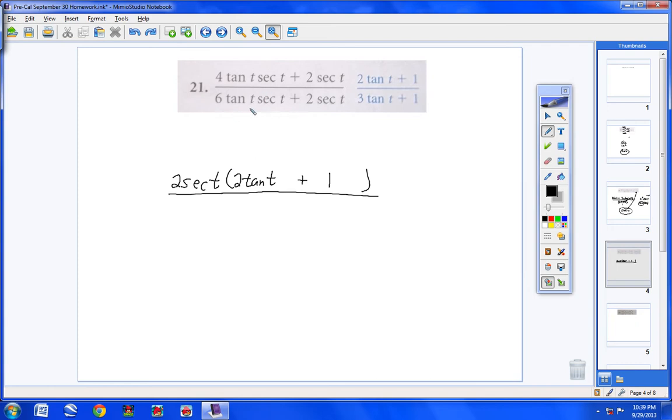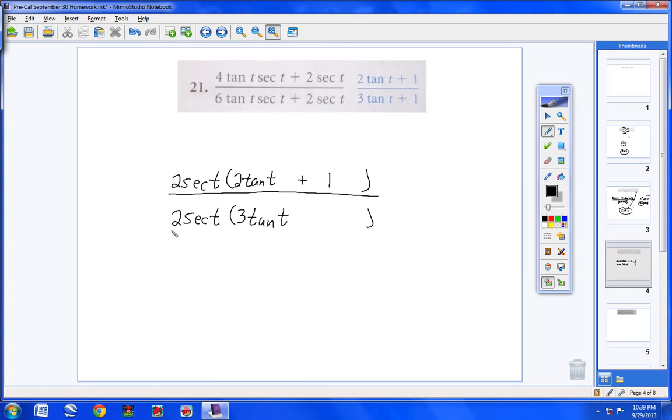Now let's go to the denominator. I have a 6 and a 2 at the front of each term, so I know I can pull out a 2. And both of these terms have a secant, so I know I can pull out a secant t. So what we're left over with on the inside would be, let's see, 2 secant t times something has to give me 6 tangent secant. Well, I know I want a 3 here because 2 times 3 is 6. And I know I need a tangent, and I think that's going to do it right there. 2 secant t times 3 tangent t would be 6 secant tangent. And I have 6 secant tangent, or tangent secant, the exact same thing.